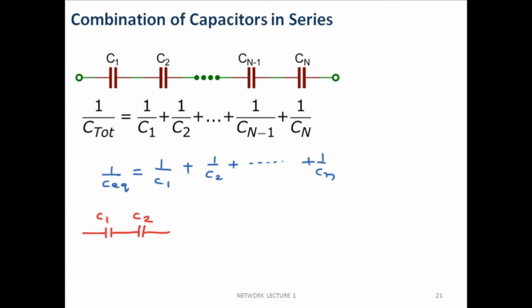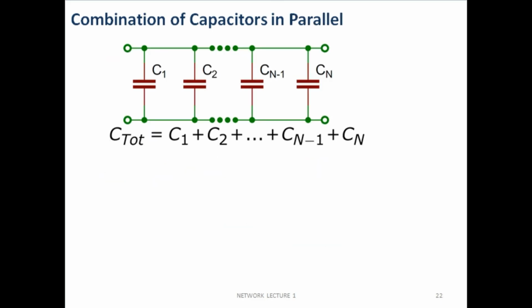So if two capacitors are there and they are connected in series, suppose this is C1 and this is C2, only two capacitances are there, and now we have to calculate the C equivalent. So it will be given by C1 C2 by C1 plus C2. Okay, now if the capacitors are connected in parallel, so directly we will add all the capacitance values to find the C equivalent.